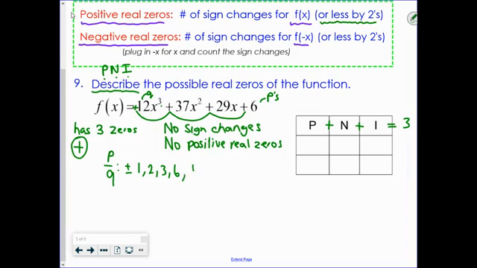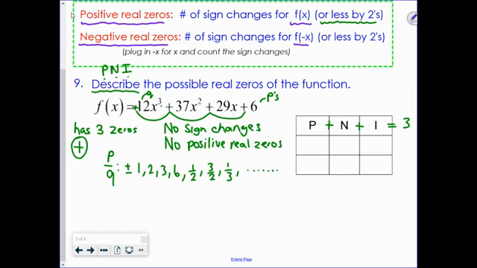So I'd have to do 1, divide them all by 2, and skip that one. Then I'd have to divide them all by 3. Oh gosh, you get the idea. But this would go on and on and on. There'd be a long, long list of p's and q's, lots of things to try.